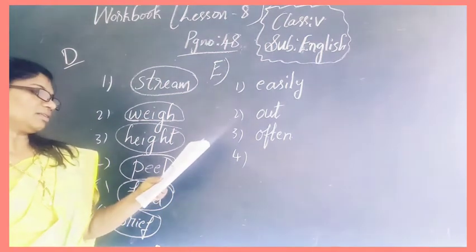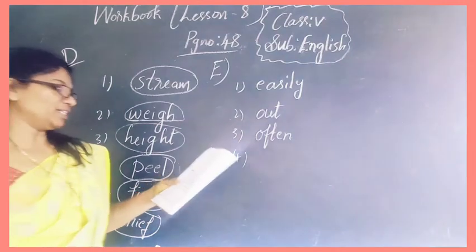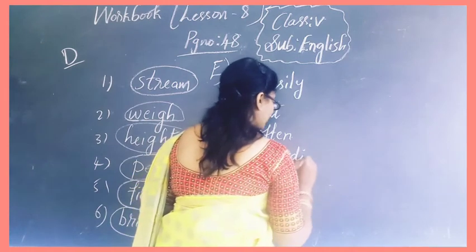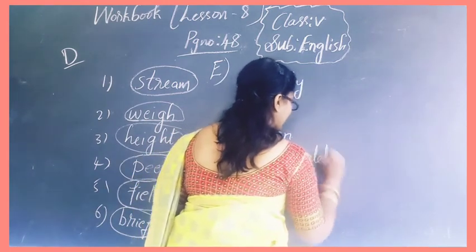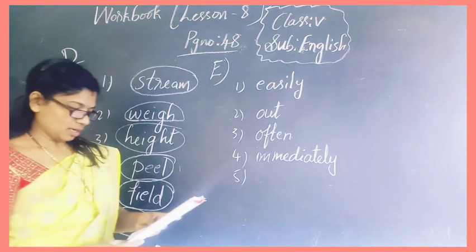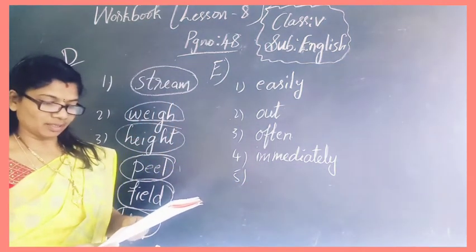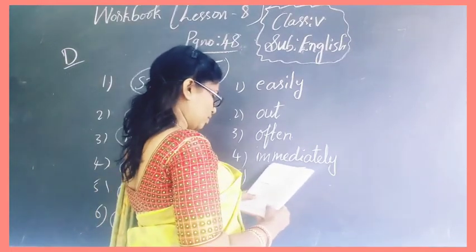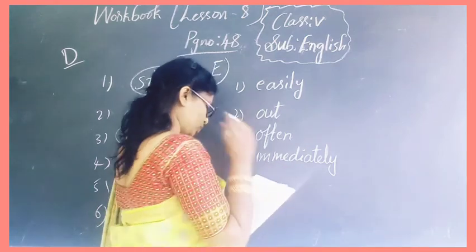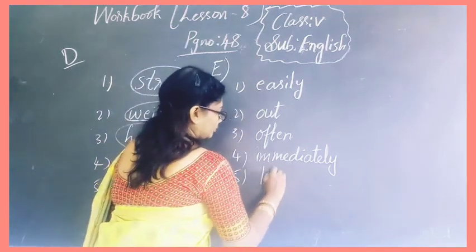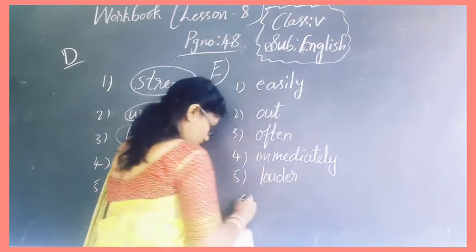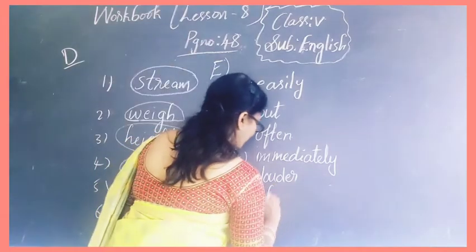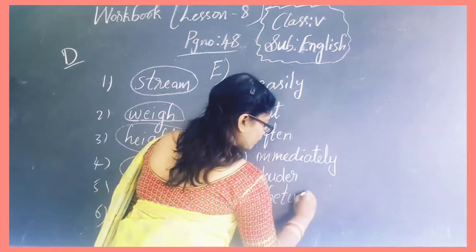Okay, correct. I heard the siren and went out immediately. You heard the siren and you went out immediately. Now the fifth one: you need to speak louder, otherwise we will not be able to hear you. Louder. Now the sixth one: you must stand dash, among or between. When many, use among; when two, you should write between.